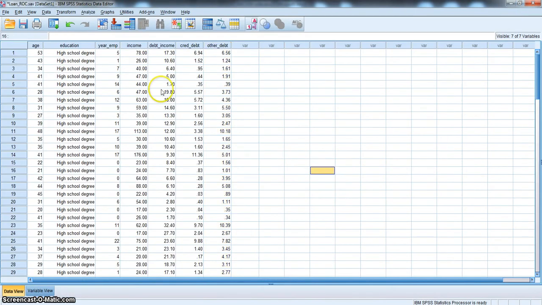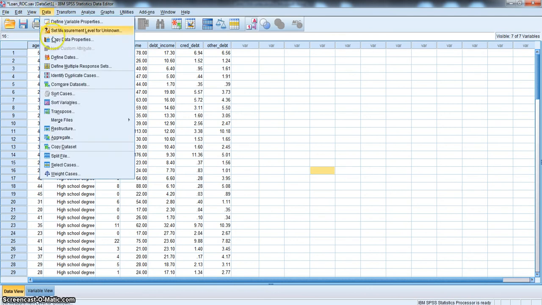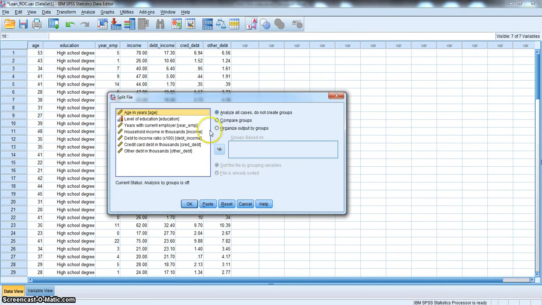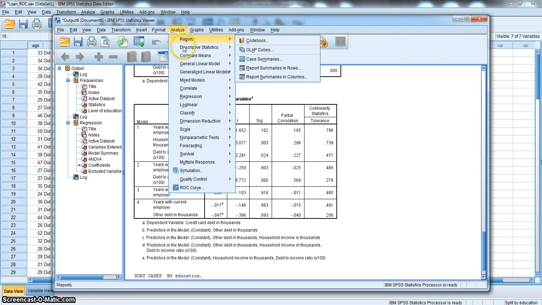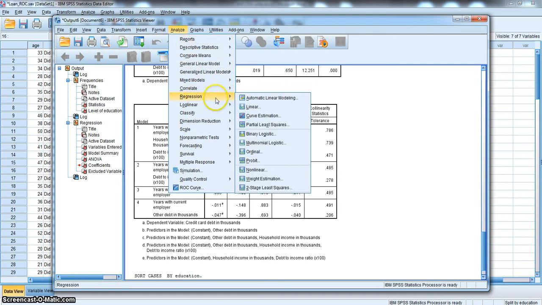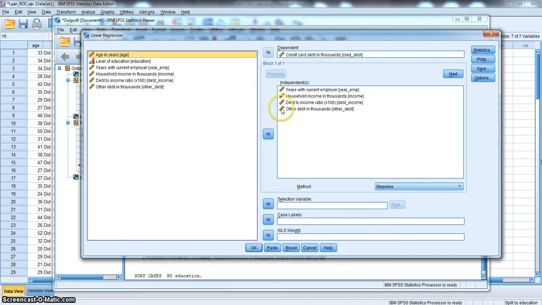Now if we go back, we can assess whether or not something is going on with the possible interaction. So it could be that homogeneity of regression is violated. Now in order to test that, we're going to click Data, Split File, Compare Groups, and then bring over Levels of Education. Click OK, and then we're going to click Analyze, Regression again.